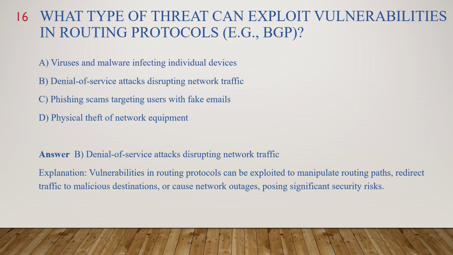BGP poisoning. Attackers can inject fake routing information into the BGP network, causing routers to send traffic down incorrect paths or black hole legitimate routes. This disrupts network stability and accessibility.